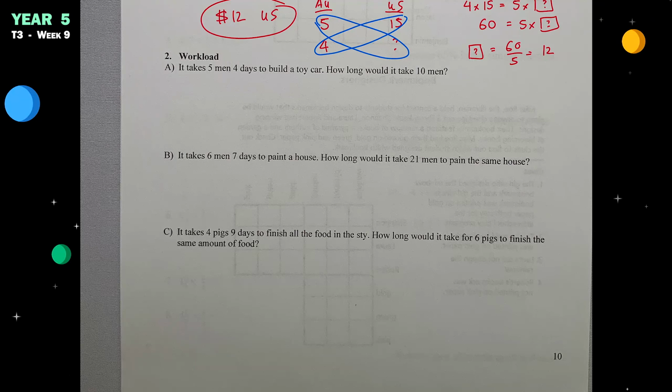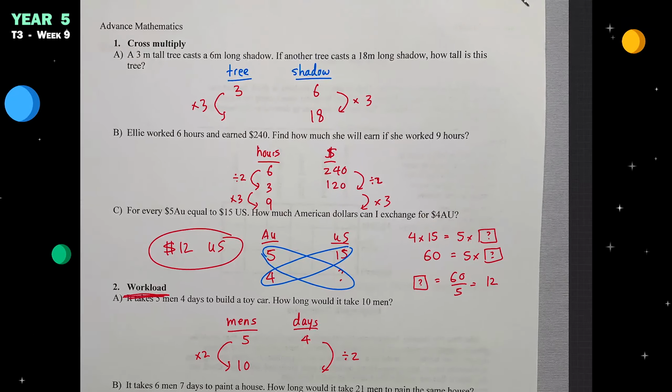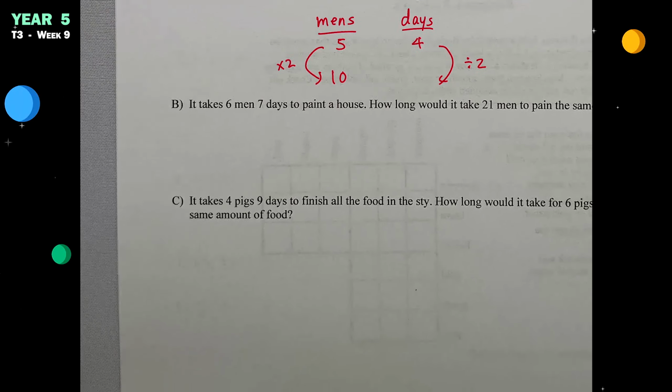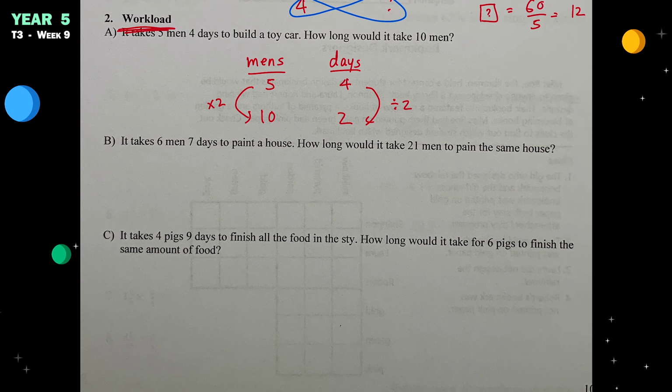Next one is workload. Okay, so we've got men, and we're comparing men to the number of days. So 5 men take 4 days. How long will it take 10 men? Well, from here to here we times it by 2. Now from here to here we must divide it by 2, because workload is the reverse. If you times here, you must divide here, and if you divide here, you must times here. It's not the same as the one we did before, where we do the same thing: divide, divide, times, times. This one is reverse. So 4 divided by 2 gives me 2 days. And that makes sense, because the more people you have, the less time it takes to finish the job.